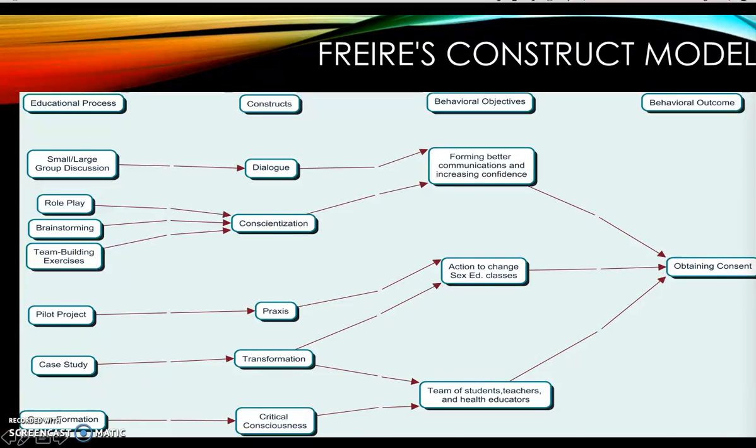And then finally, we'll have the group formation. So all these educational processes will lead to the constructs of dialogue, consentization, praxis, transformation, and critical consciousness, which will then lead to our behavioral objectives. So our behavioral objectives are broken down into three. The first one would be forming better communications and increasing confidence.